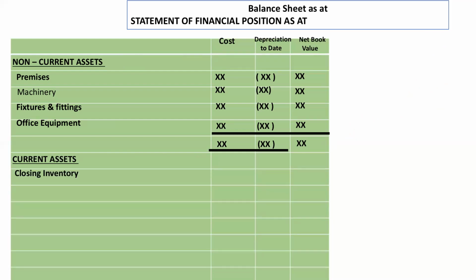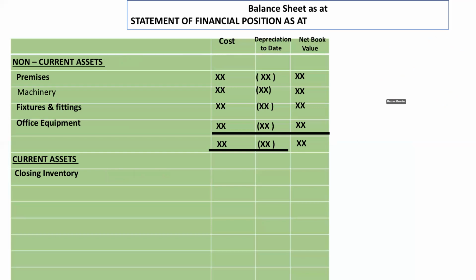In your current assets, the first thing that always comes is the closing inventory, which is found in adjustments. Always remember the closing inventory will always be found in the adjustments, and anything found in the adjustments has two effects. What are the two effects of closing inventory? First, it is an asset, so it will be shown in the current assets. Second, it is inventory which is unsold, which does not give you gross profit. So you less it from your cost of sales.